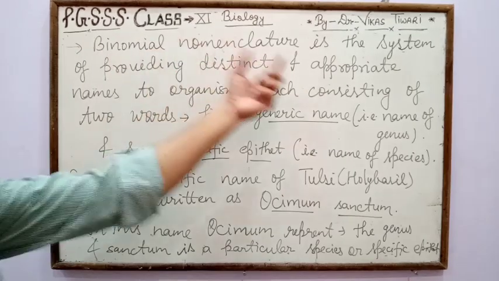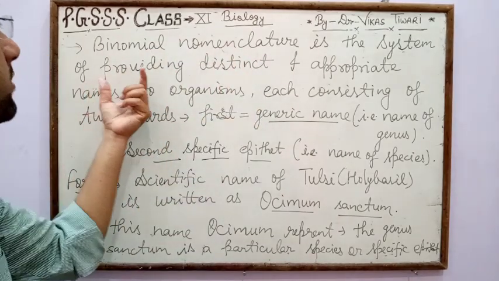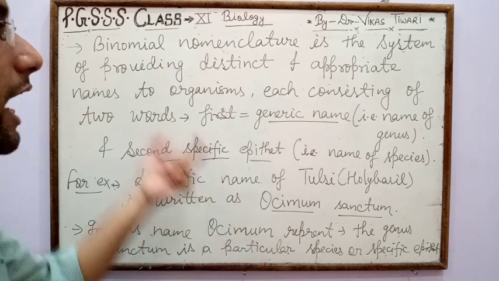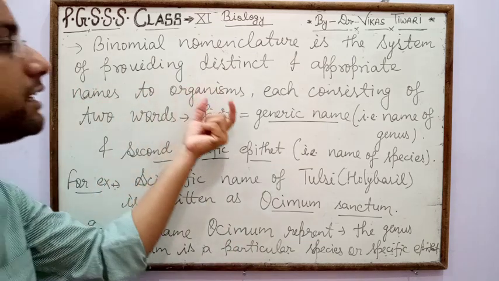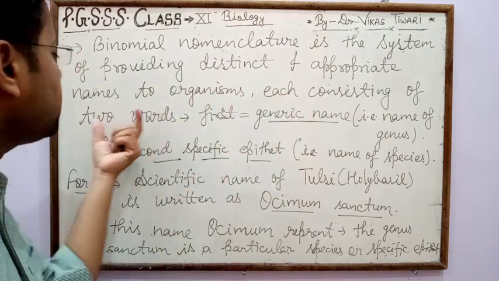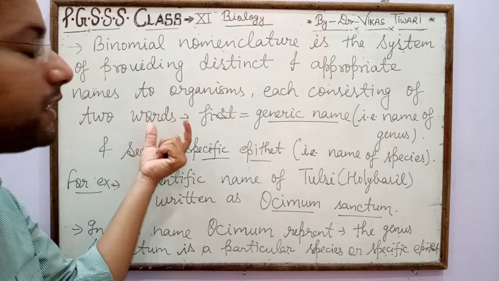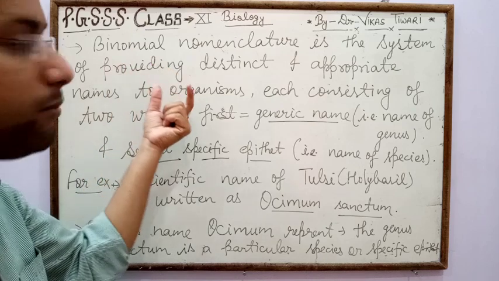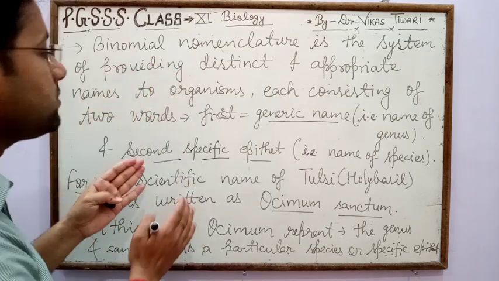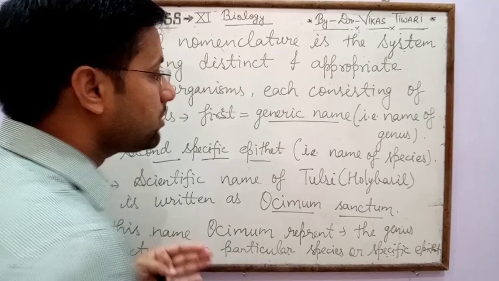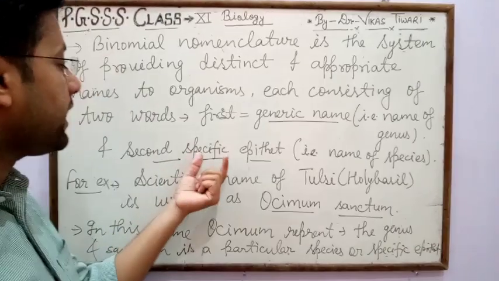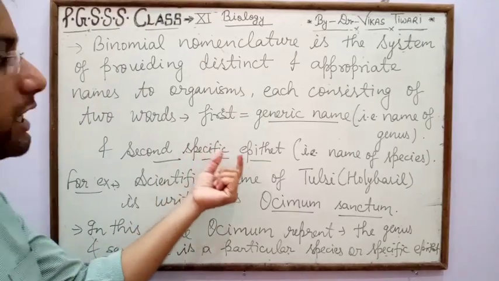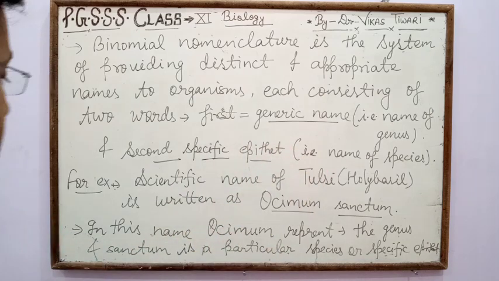It means that binomial nomenclature is the system of providing distinct and appropriate names to organisms, each consisting of two words, which is given by binomial nomenclature. The first word represents the generic name while the second represents the specific epithet, that is the name of the species.